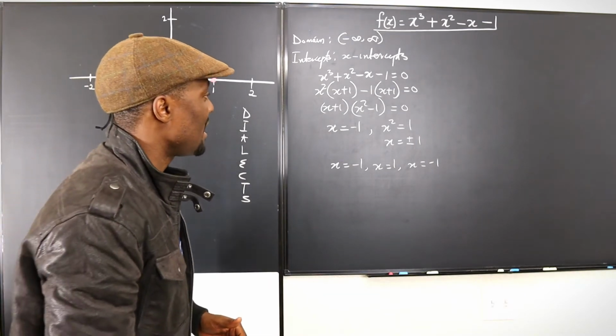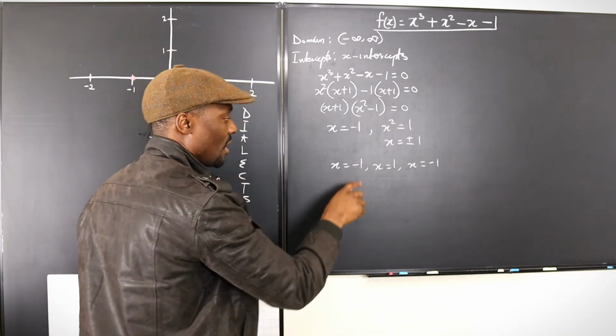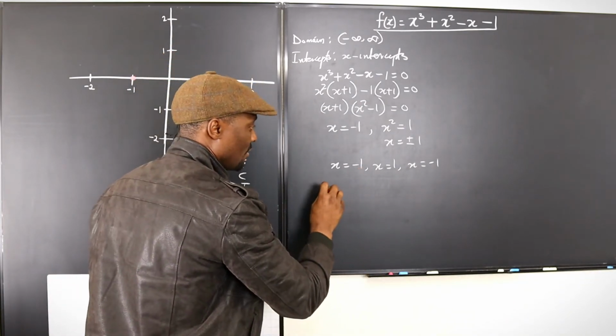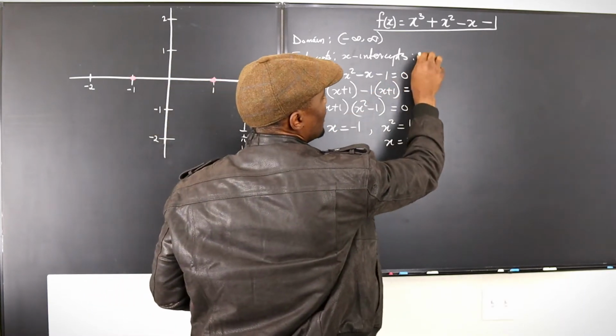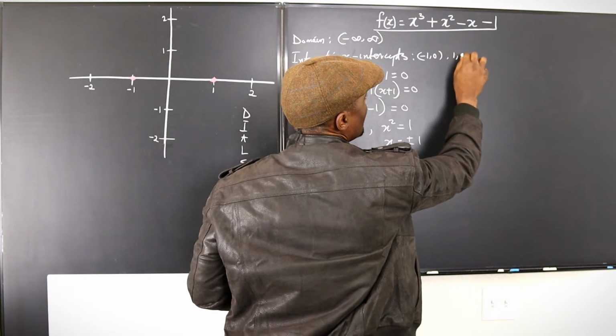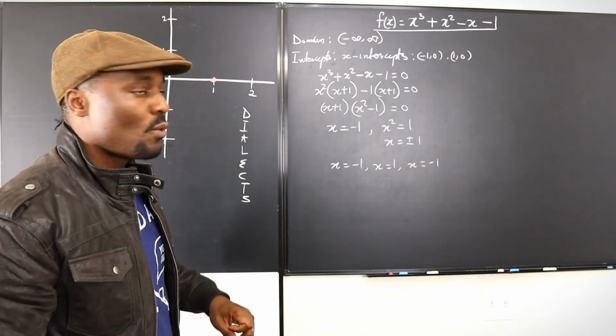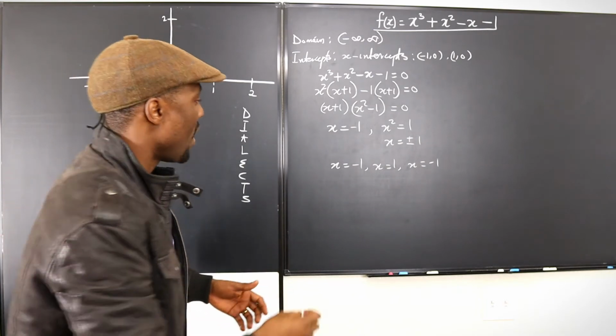Let's move on to the next thing. So now what are the x-intercepts? Therefore the x-intercepts are negative 1, 0. So we can now go here and say it's negative 1, 0 and 1, 0. Those are the 2 intercepts that you have. What about the y-intercept? What will be the y-intercept?